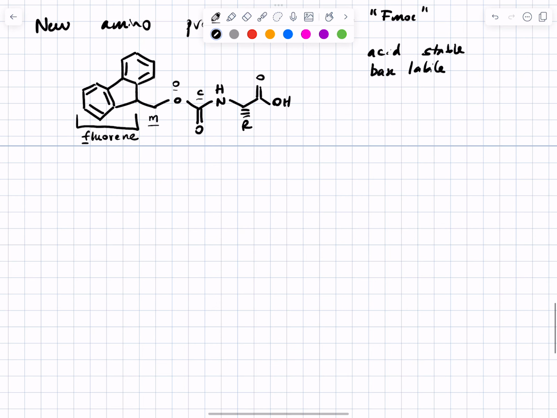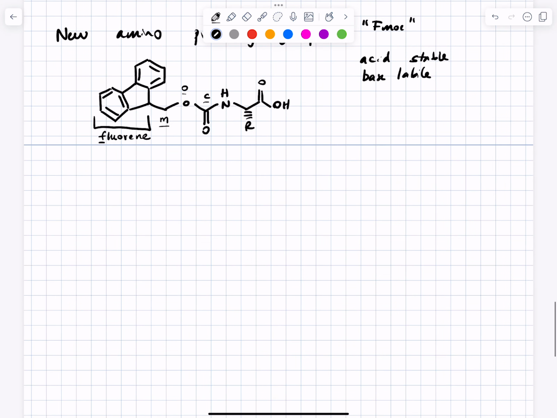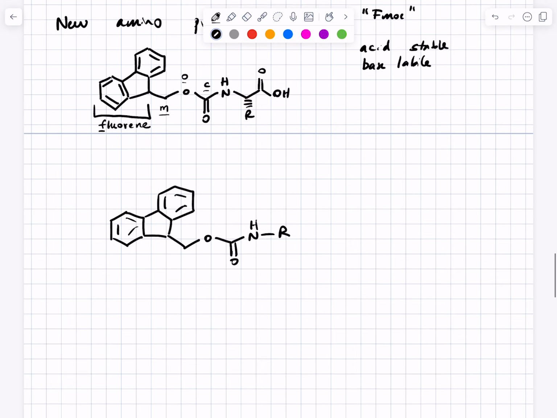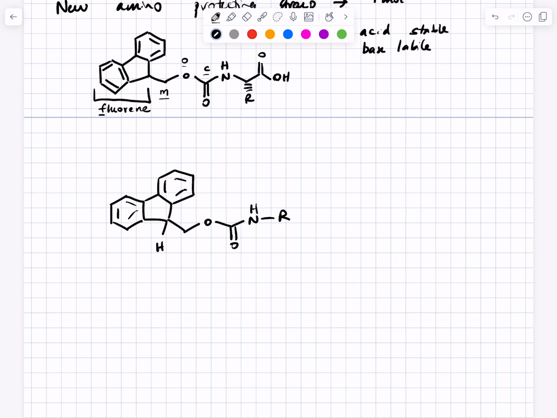And I'll show you how that reaction happens. So here I'll redraw the FMOC protecting group. Here's the five-membered ring. Here's the second benzene ring. Methyloxycarbonyl nitrogen, and then some R group there. Under basic conditions, and the standard conditions are to use this secondary amine base called piperidine, lone pairs on the nitrogen remove this proton.